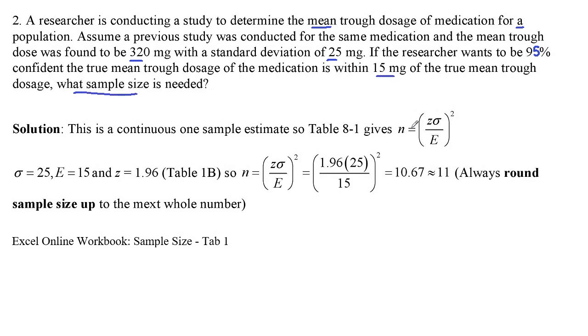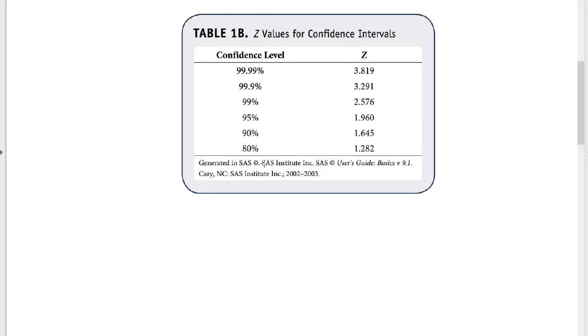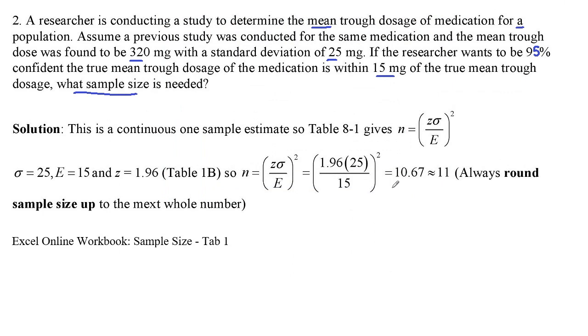So the 15 milligrams, that is your E. So our sigma is still 25, our E is 15, and then the z-value that goes with 95% from table 1b is 1.96. So 95%, 1.96 right there. So if we do the plugins there, we get 10.67, which we round up to 11. Sample size, you always round up to 11.